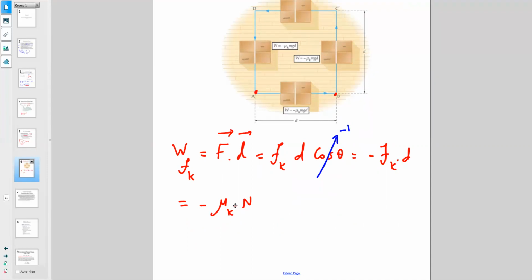Let me actually write it a little bit better. Mu_k times n times the cosine of the angle, which is -1, times the displacement d. So I have negative mu_k times n, and n is always mg on a horizontal surface. So I have n, which is mg, and then I have d here. So the work done in this case by a frictional force is negative mu_k mgd.